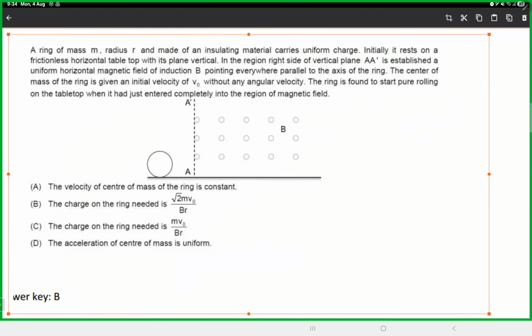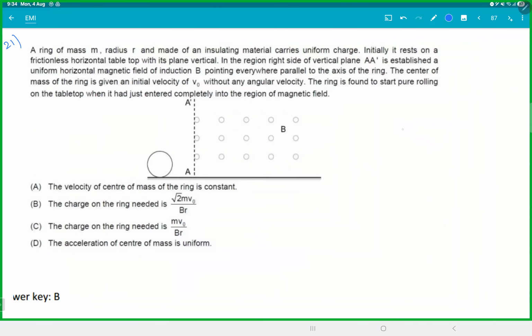This is another good one. We'll have a break. We'll continue this after the break. Come back by 9:30. Take a 5-minute break.